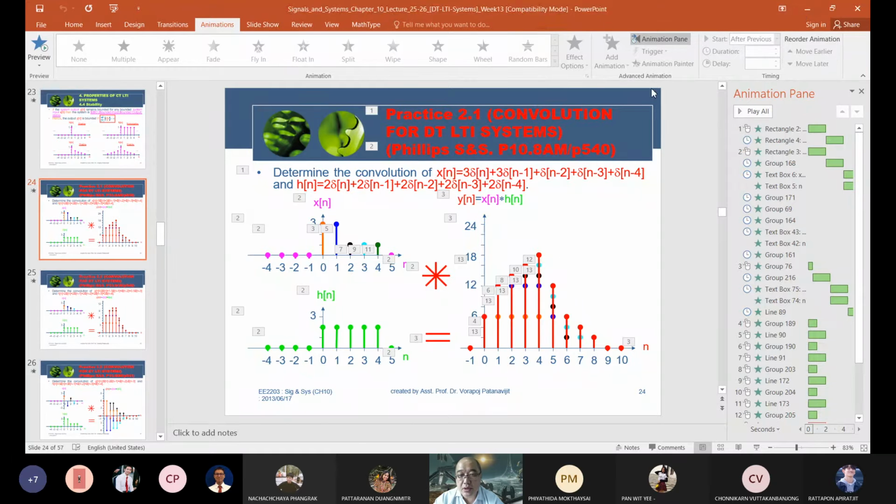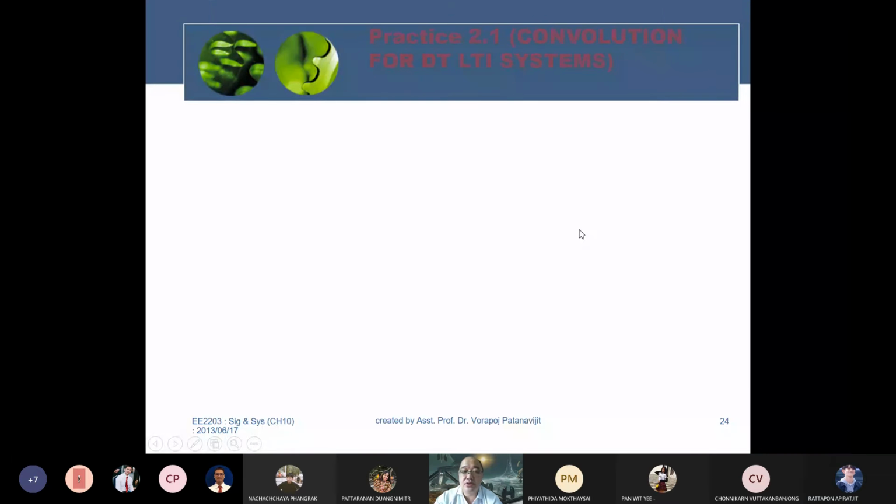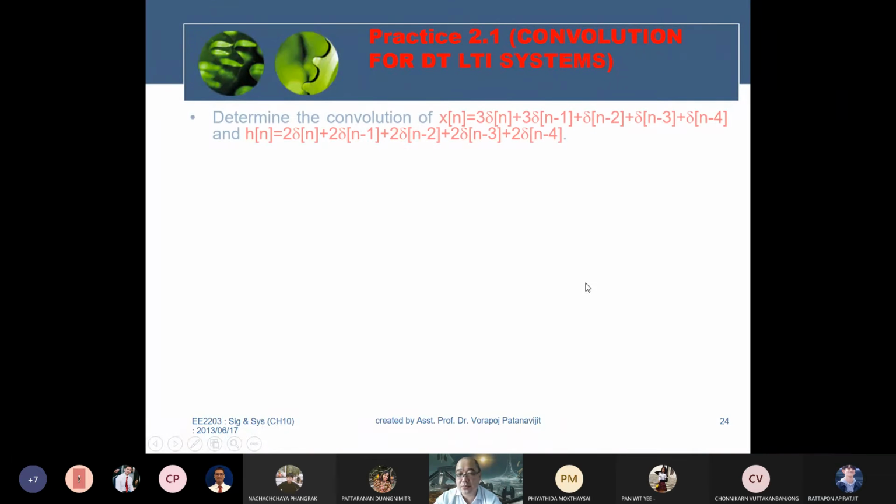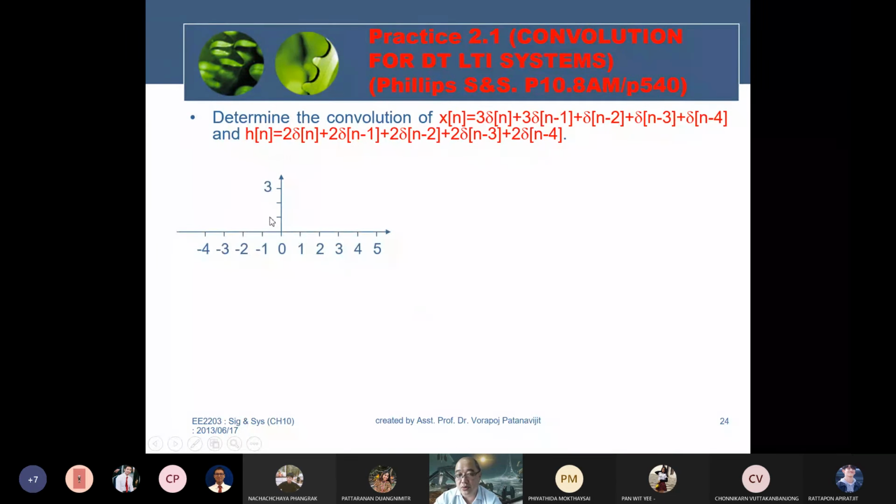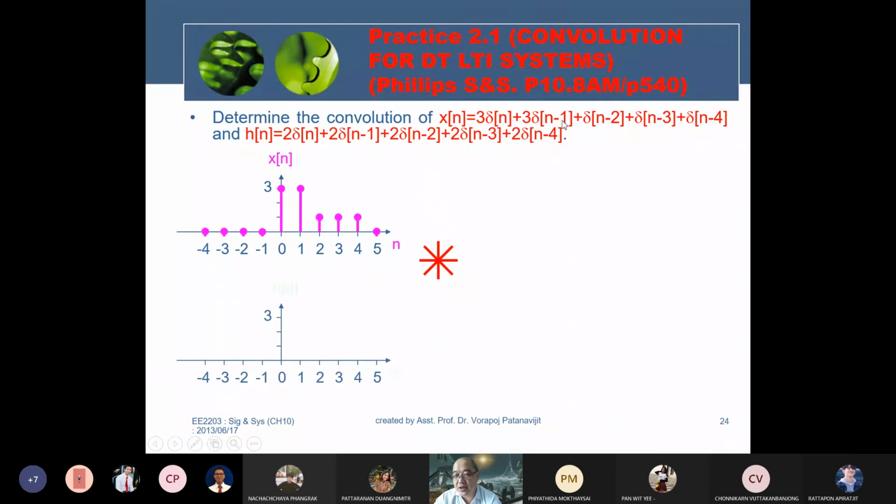Okay. Hello? Anyone can hear me? Yes. Okay. The solution of the first two questions is a practical exercise for the convolution operator. The xn here has 5 non-zero, another 3 impulses is here. The hn has 5 non-zero impulses.